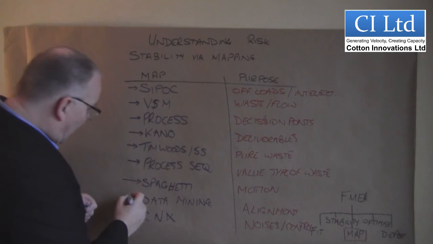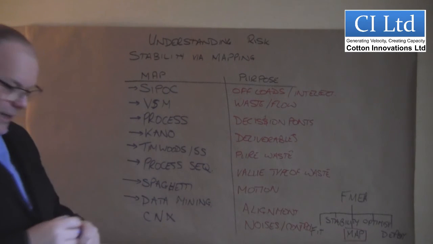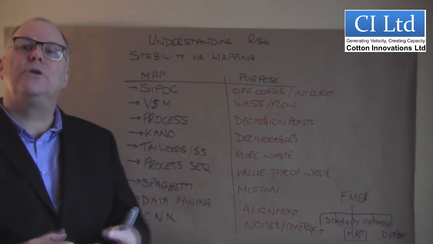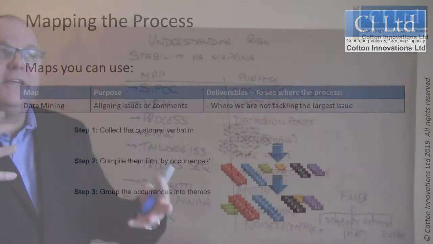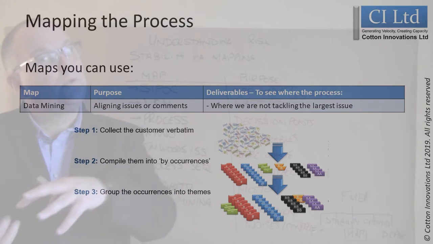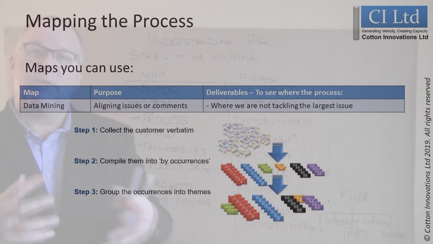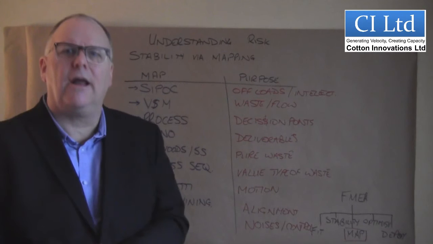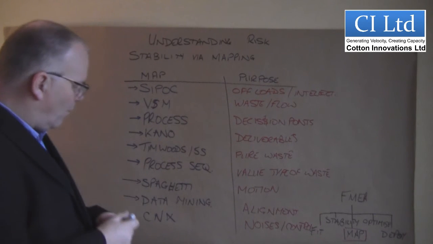And then another map that we may want to use is what's called data mining. And in data mining, I want to be able to look at creating associations or alignment between what customers are saying and what we're actually seeing in the process. So again, we can start to reclassify and have a better understanding of what's happening.